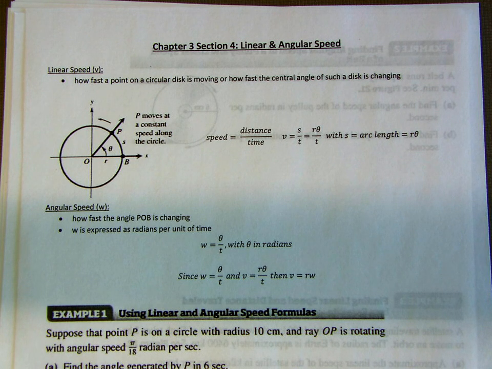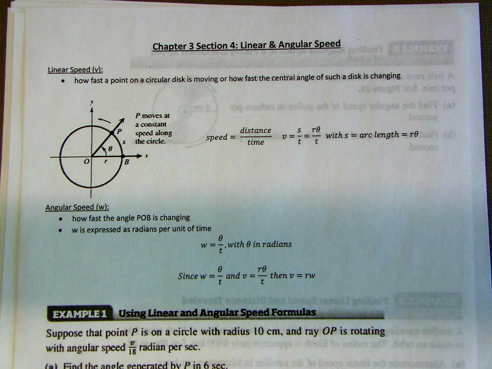Okay, so the last section in chapter 3 is 3.4, which is linear and angular speed. This is when you really start seeing some real-world applications to some of the trig that you've already been working through, especially when we talk about radians and things like that. So first, let's talk about linear speed for a second.